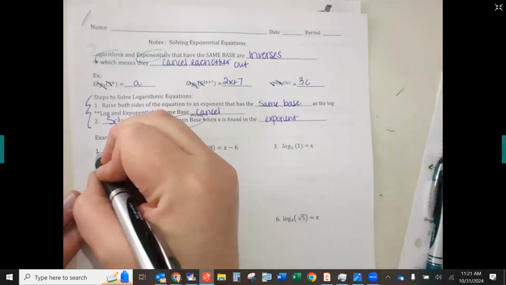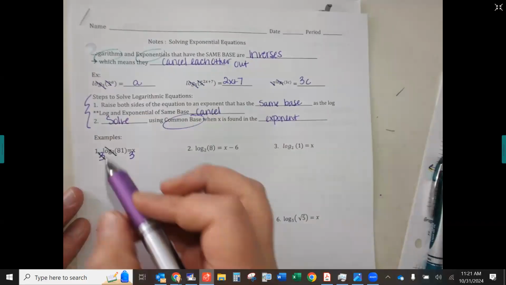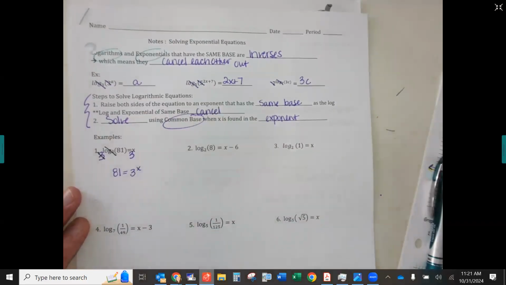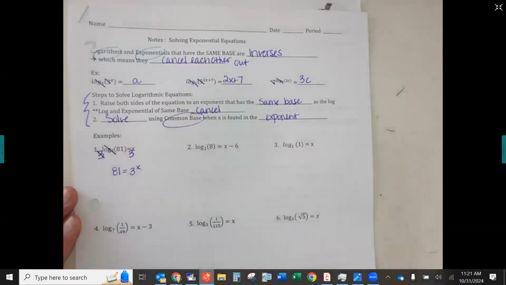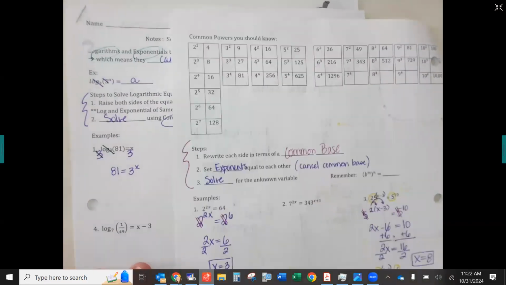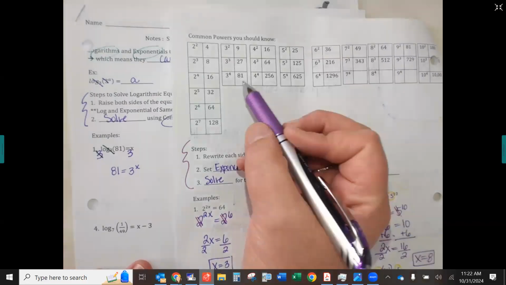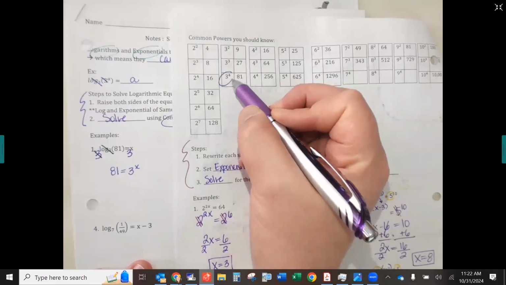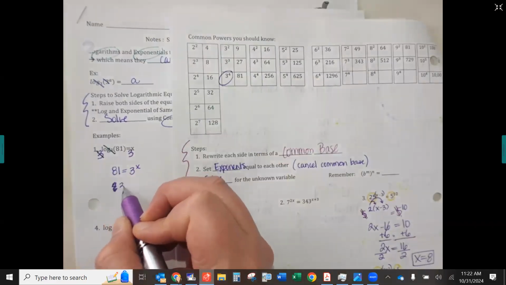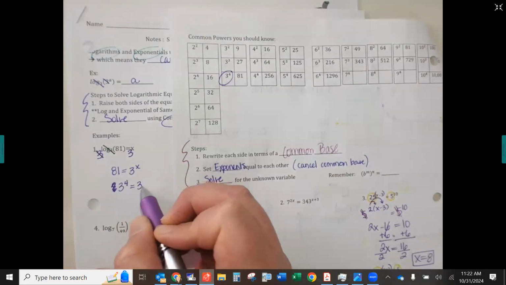Then what's going to happen is your 3 and your log 3 are going to cancel out. You're going to have 81 equals 3 to the x. That's where your chart comes in. Now you're going to go over to your chart in your old notes. You're going to look for 81 in the 3's chart. So 81 is 3 to the 4. So we're going to switch out our 81 for a 3 to the 4 equals 3 to the x.